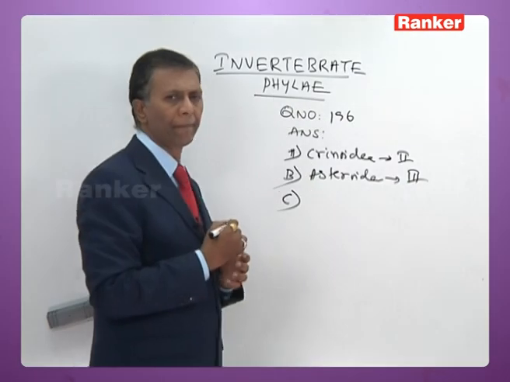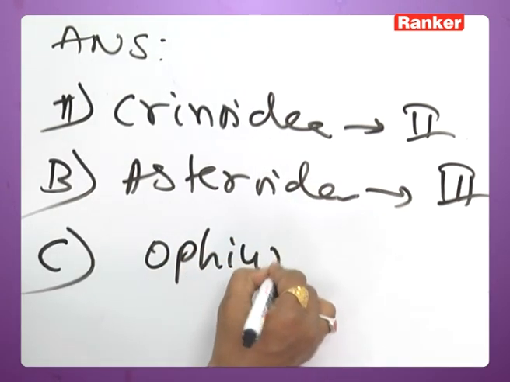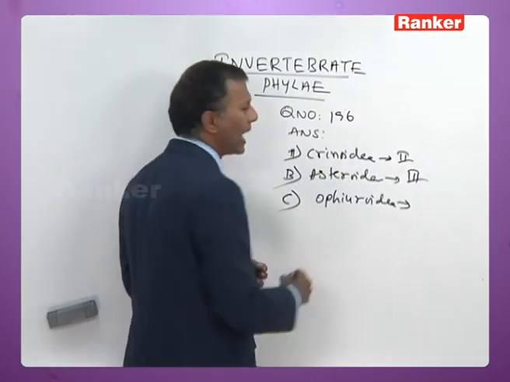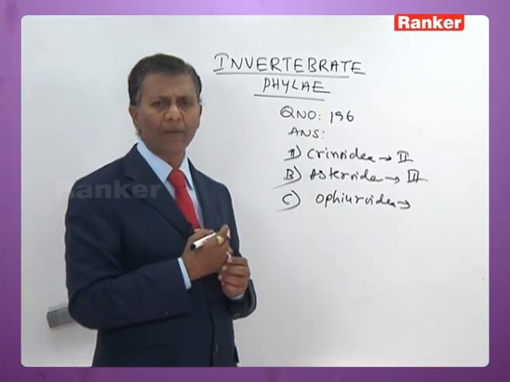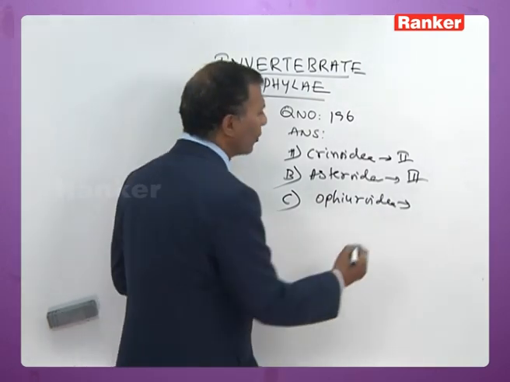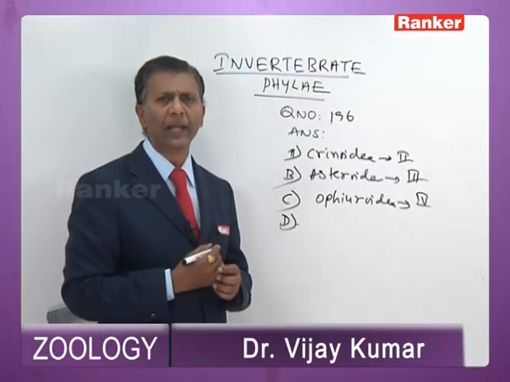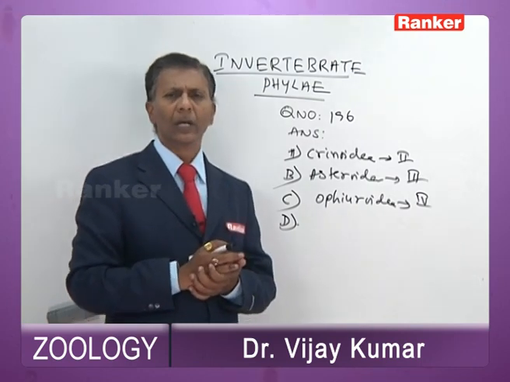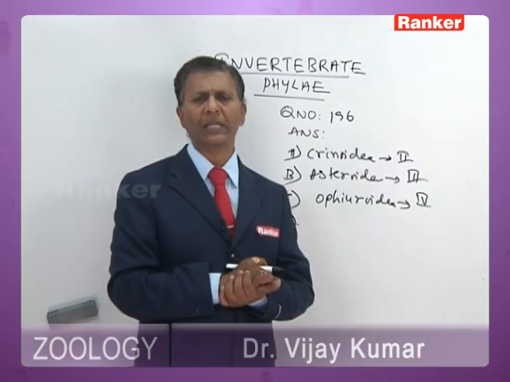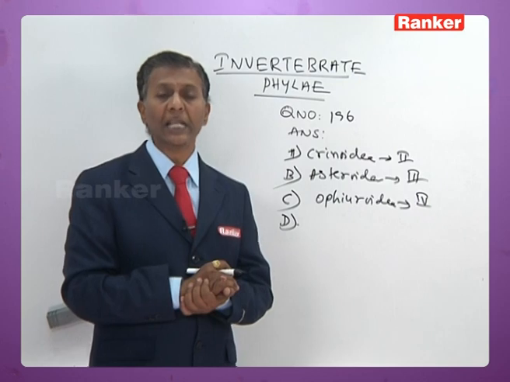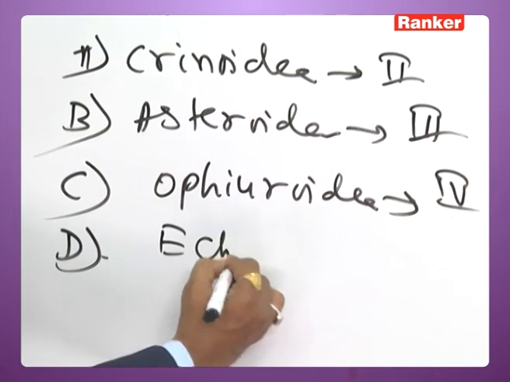Next C, Ophiuroidea. In Ophiuroidea, arms are clearly demarcated from the central disc and they are highly fragile. Arms are long, flexible, fragile and demarcated. So the fourth option is correct. The next D, Echinoidea. In Echinoidea there are no arms. All the ossicles are fused to form a tough shell called theca or test or corona, and 3-jawed pedicellariae are present here. So D, the correct answer is the first option.